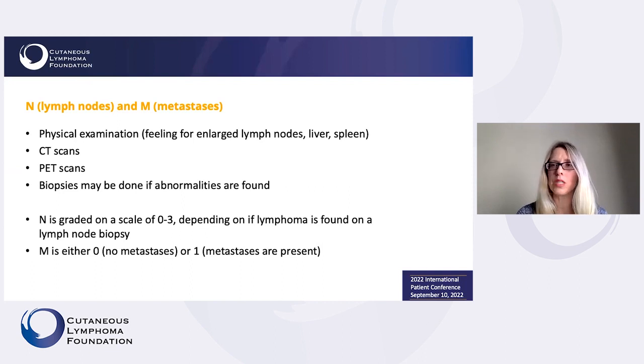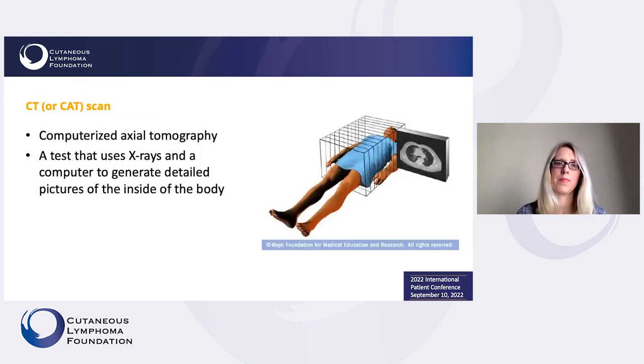And then we use different types of radiology to help us look into the areas that we can't feel. So these include CT scans and PET scans. Then if abnormalities are found, usually we may need to do a biopsy to confirm that the abnormality that we find is actually cancer. So with the N's, we grade that on a scale of 0 to 3, depending on if there's lymphoma in the lymph node or not. And M is graded as either a 0, meaning no metastases, or 1 when there's metastases present.